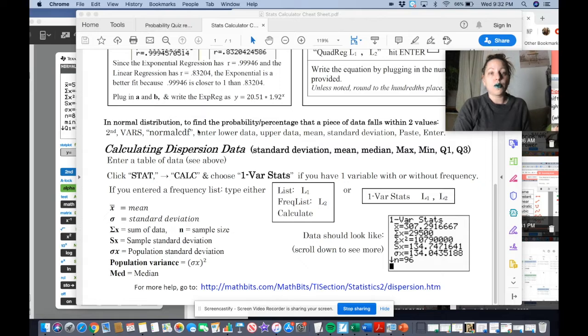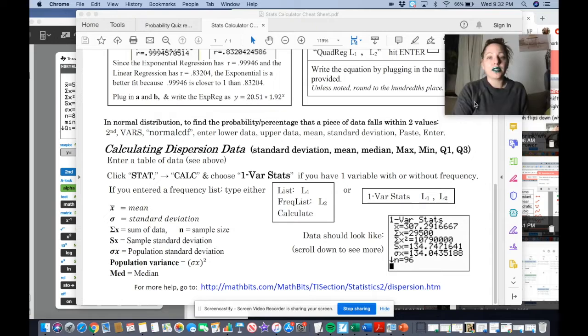Okay, the first one, normal CDF, we're going to come back to this. And this tells us the probability or percentage that data falls within two values. And we're going to learn what the heck that means. And the next is finding all the things that you know from middle school. Mean, median. If you remember lower quartile, upper quartile, that's the box and whisker plot. We'll review that as well. And you're also going to be learning about standard deviation. So today is just about learning the calculator. So write this all down. This vocabulary right here is going to be the crux of everything we do today. So please write this down carefully.